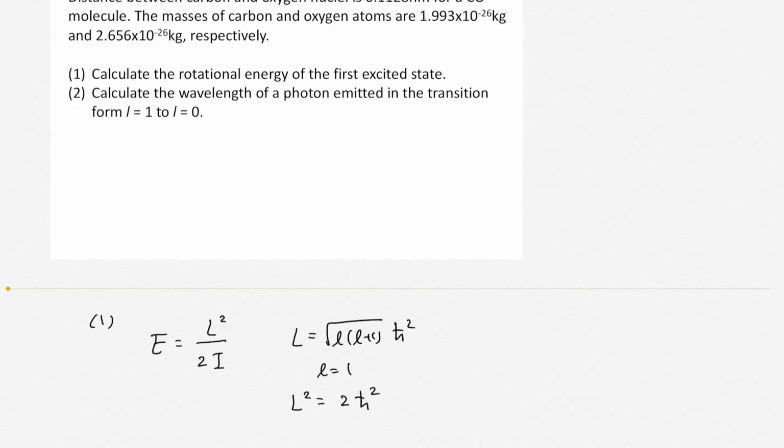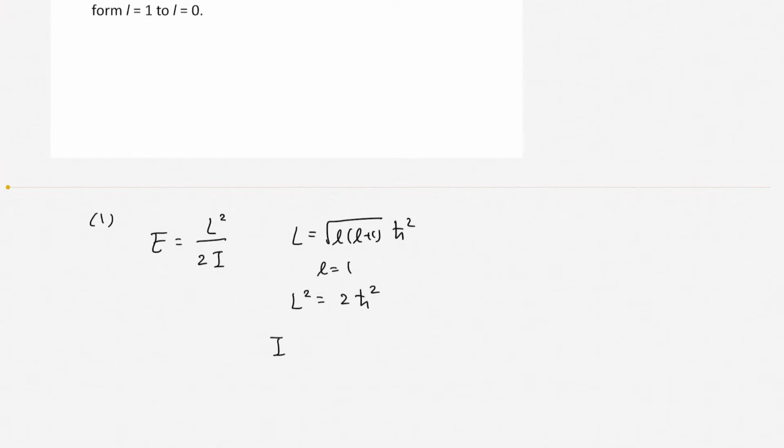Okay, and I is the moment of inertia. We consider the molecule with masses m sub 1 and m sub 2, and the distance between the two atoms is r sub 0. The moment of inertia is expressed as mu times r sub 0 squared, where mu is the reduced mass. Mu is m sub 1 m sub 2 over m sub 1 plus m sub 2. This is the moment of inertia.